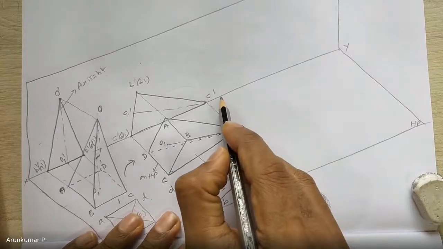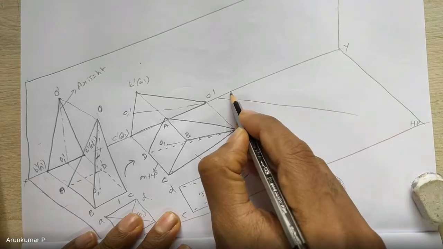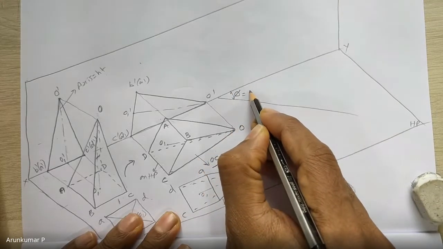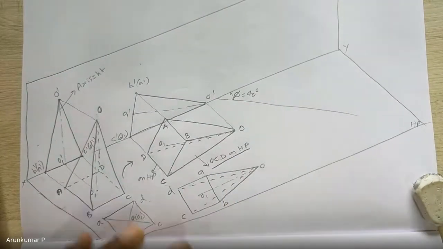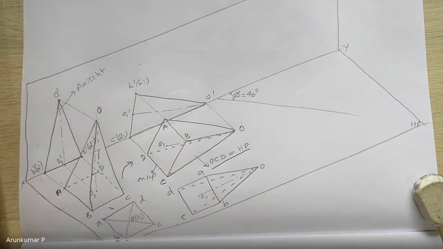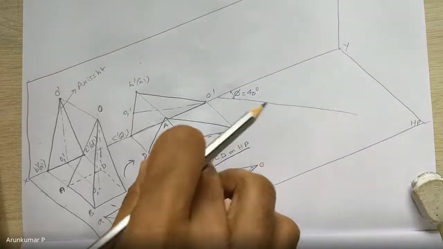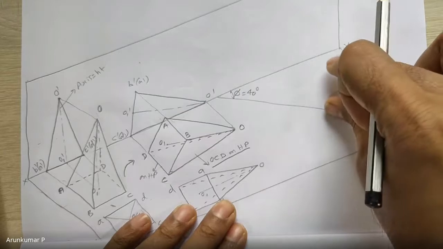So what we'll do is we'll draw an inclination to VP, say phi is 40 degree, 45 degree is the inclination to VP. And on this, we have to place the edge CD. So CD is inclined at 45 degrees or 40 degrees to VP. So in that case, how the pyramid looks like, please observe. So I'm going to rotate in the anti-clockwise direction. I'm going to place it here.